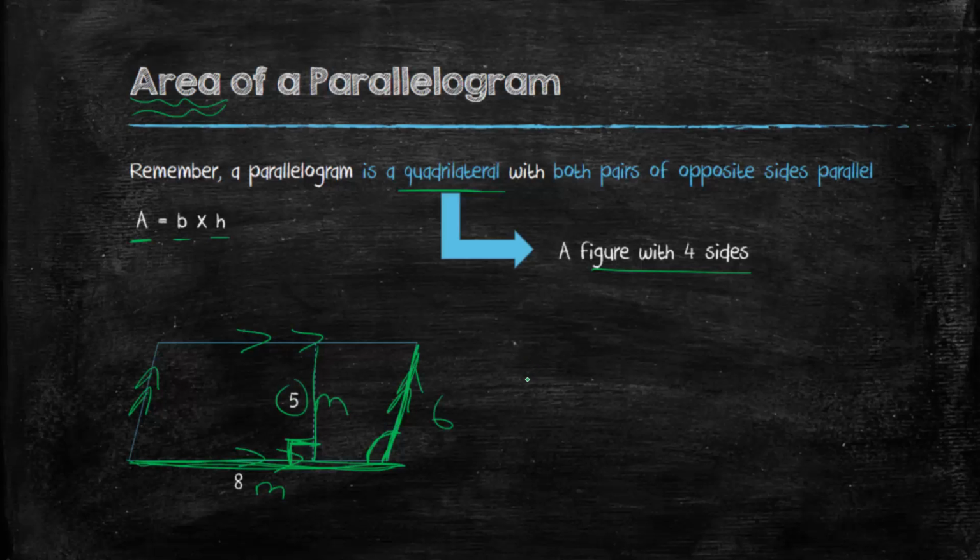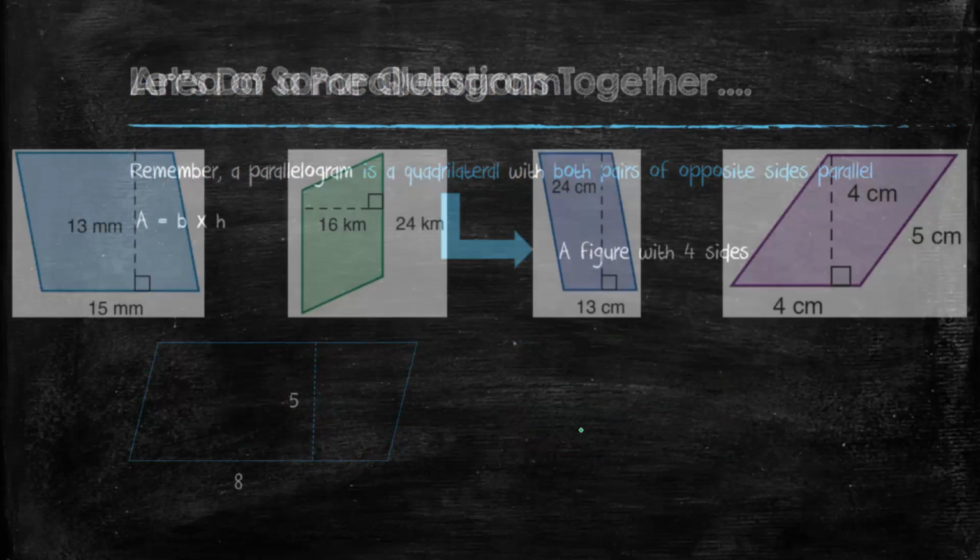So how would we find the area here? Since area equals base times height, and base is 8 meters, and height is 5 meters, well, what's 8 times 5? It's 40 meters squared. So the area of this particular parallelogram is 40 meters squared. Pretty easy stuff, right? Let's do a few questions together to solidify our knowledge.